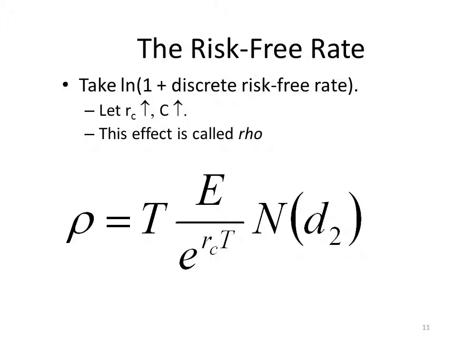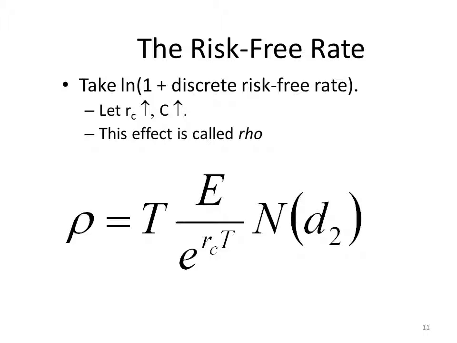We can also look at the risk-free rate and how changes in it affect valuation. If we take the natural logarithm of 1 plus the discrete risk-free rate, we get the continuous risk-free interest rate. As the risk-free interest rate on a continuous basis increases, we expect the call premium to similarly increase. This effect is commonly called rho.